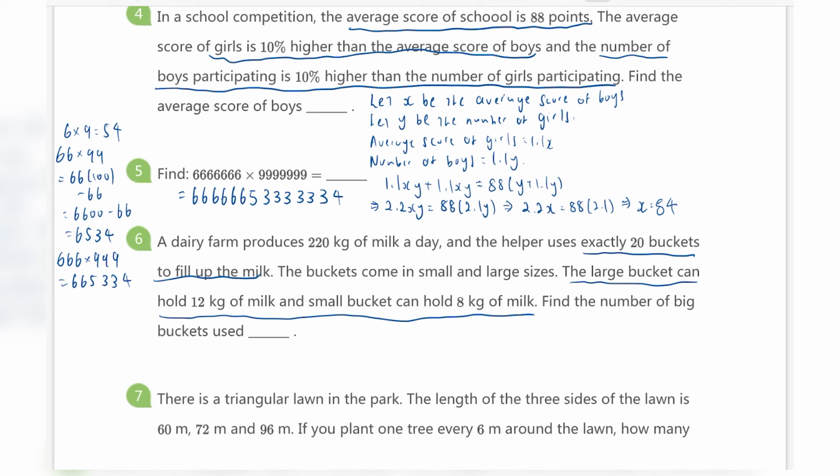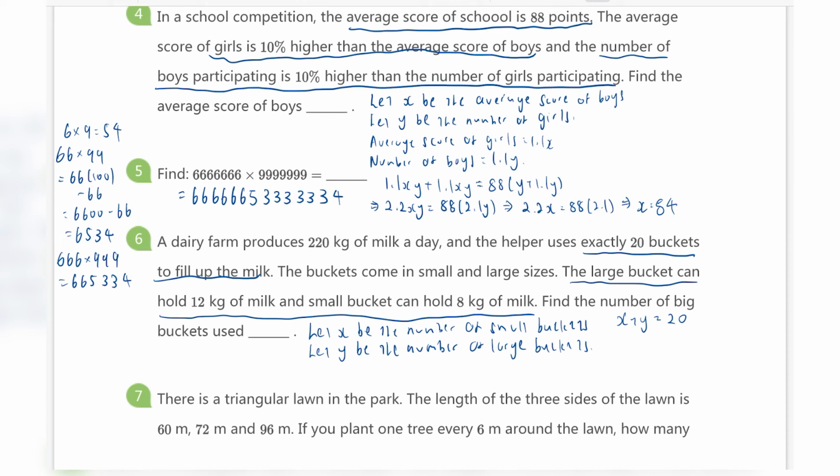So in this case over here, we can let x be the number of small buckets, and let y be the number of large buckets. So let's take a look at some little conditions, some equations that we can form out of here. Well, we know that the helper uses exactly 20 buckets. So naturally, we have x plus y equal to 20.